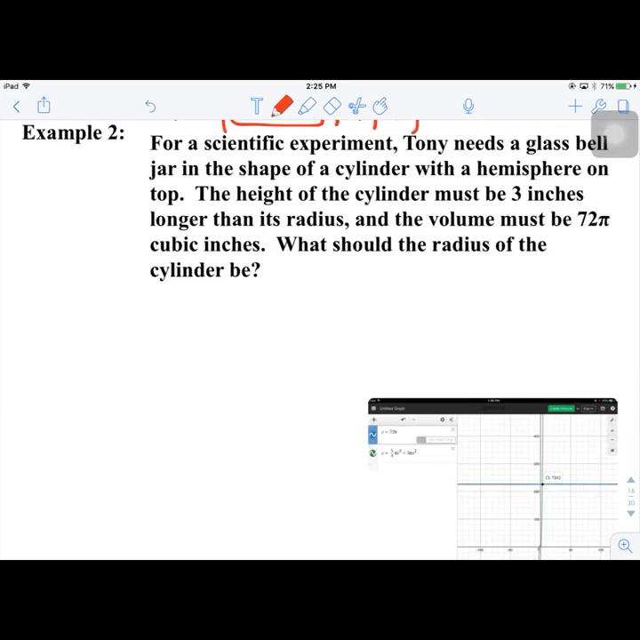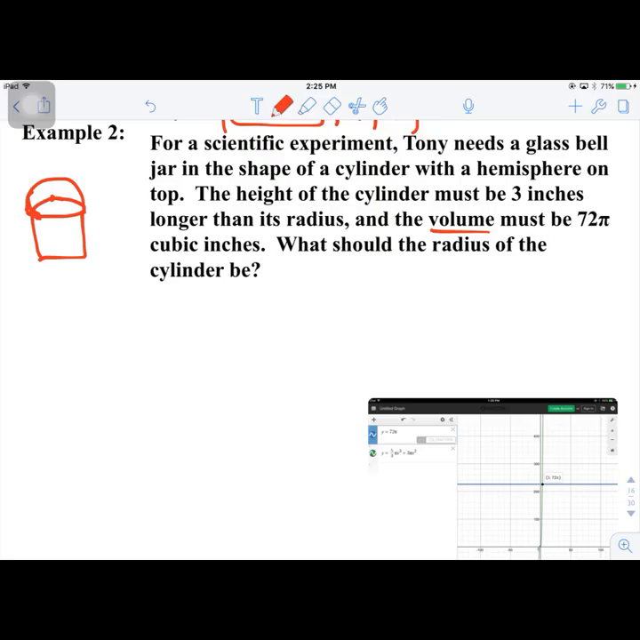Next, we're going to go into the word problems. In this problem, it's describing the shape of a cylinder with a hemisphere on top. So to the best of your ability, you need to draw a cylinder in the bottom with a hemisphere. That's half the sphere. So notice we are dealing with the volume here.